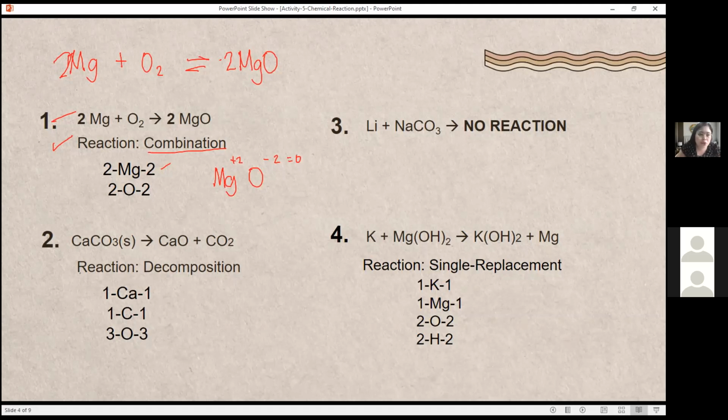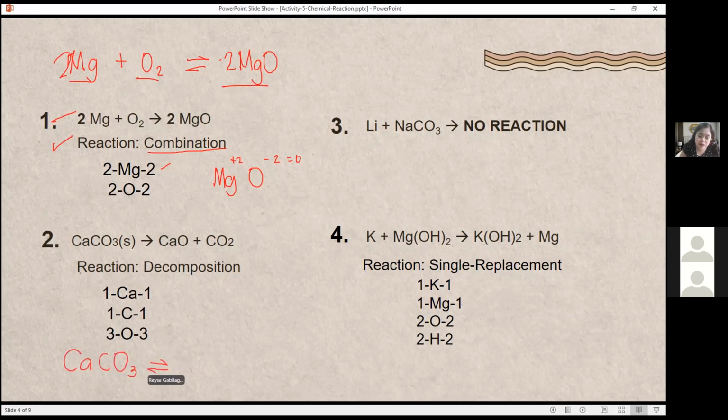Now for number 2. In number 1, class, you will be given two or more elements and you will have one product. It is the opposite for number 2, where the only thing given is calcium carbonate.